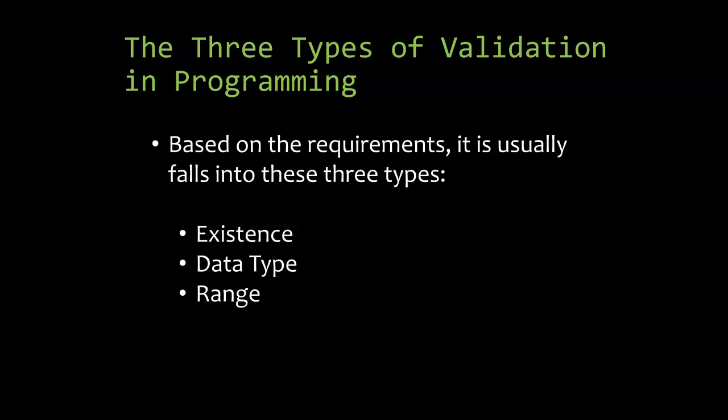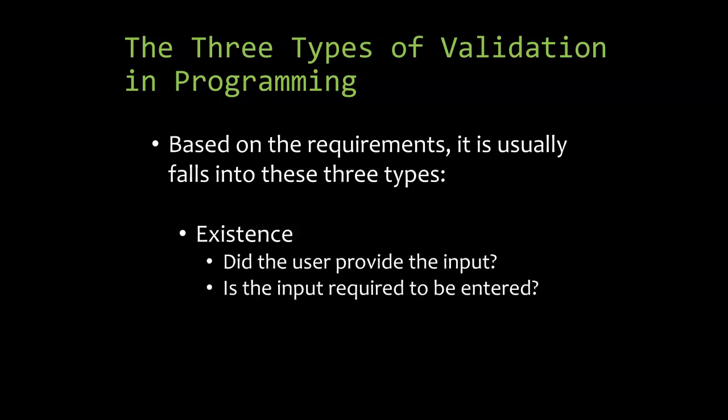So based upon those requirements, validation usually falls into three different types of categories. I say usually, somebody might want to come up with something new here, but for the most part, it falls into these types of categories: existence, data types, and range, okay?